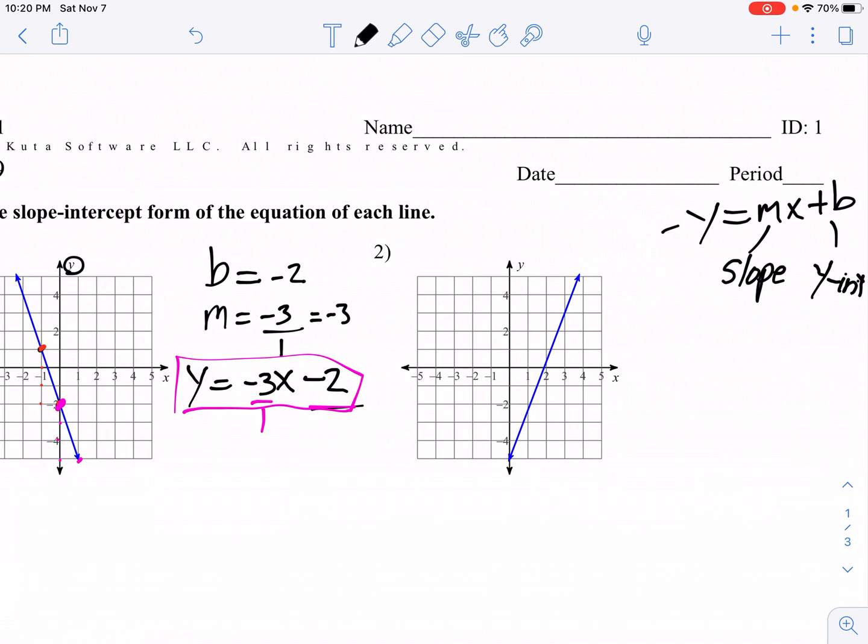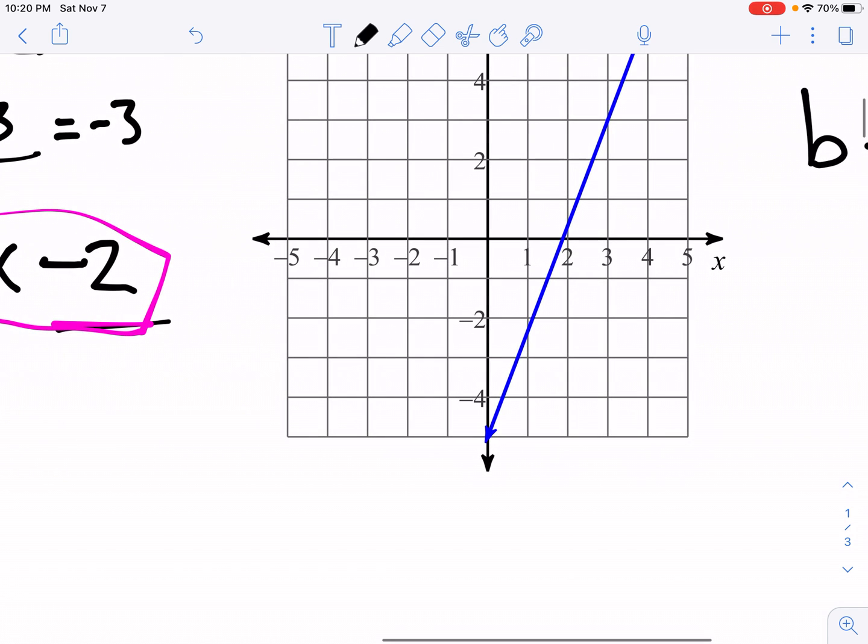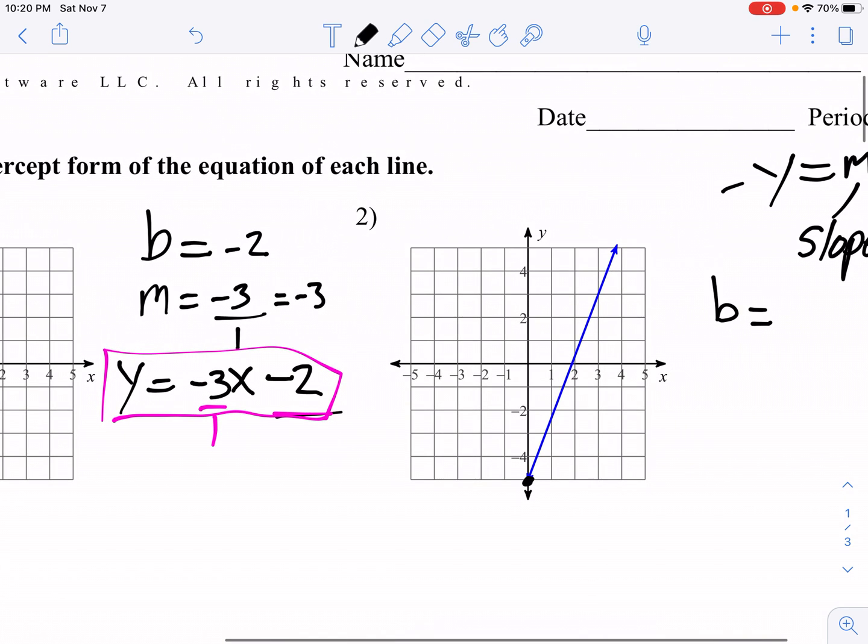So again, I'm looking for b. Where do I cross the y-axis? What's my y-intercept? Well, in this case, I cross at, it looks like -5, okay? It looks like I'm crossing at -5. So my b is a -5. Now I need to find m. Well, again, to find m, we need 2 points to find the rise over run. Let's find a nice point, okay?